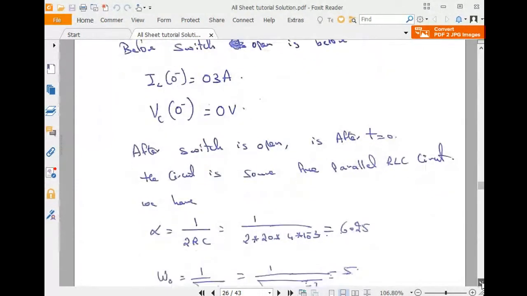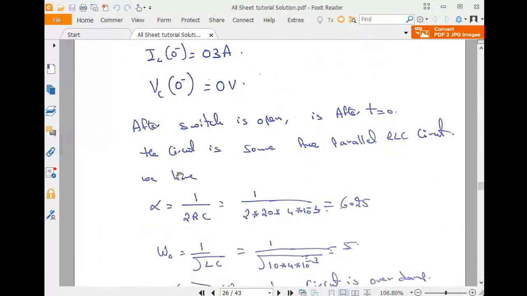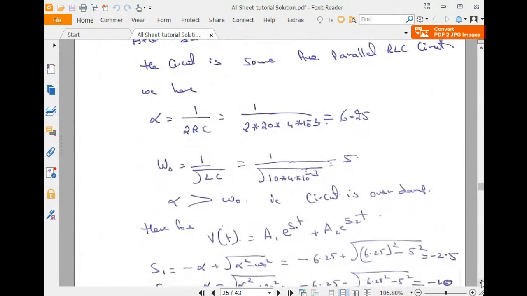When the switch is open, t equal to 0. Okay. The switch is open. Find the value of alpha and omega naught, to get the condition of the circuit, whether it is underdamped, overdamped. Okay. Alpha equal to 6.25. Omega naught is 5. So alpha is greater than omega naught. The circuit is overdamped.